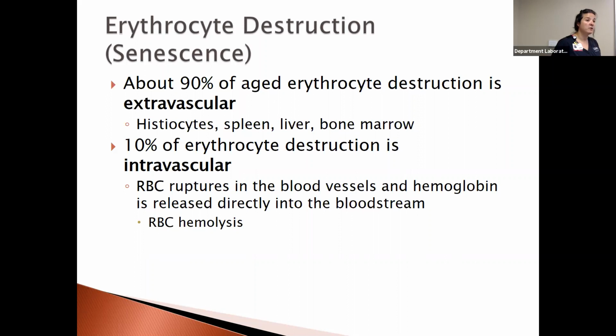So if our red cells are destroyed intravascular, it's our carrier proteins that will, transferrin is going to bind to the iron, haptoglobin is going to bind to the globin chains, and then albumin is going to bind to that bilirubin to make sure that they are excreted appropriately, okay? And again, we have a lecture coming up that talks extensively about that as well.